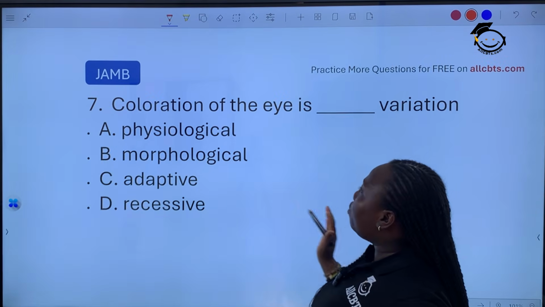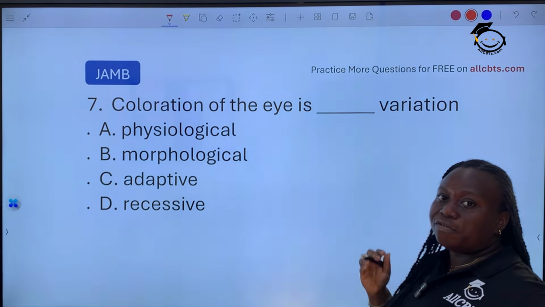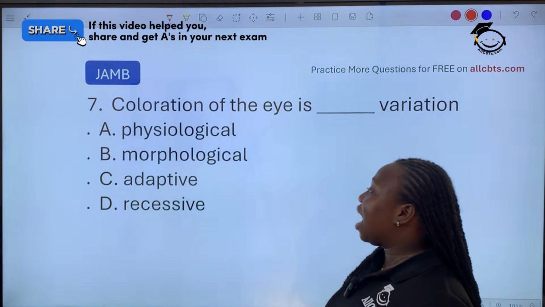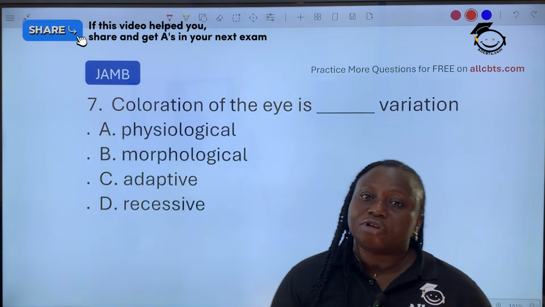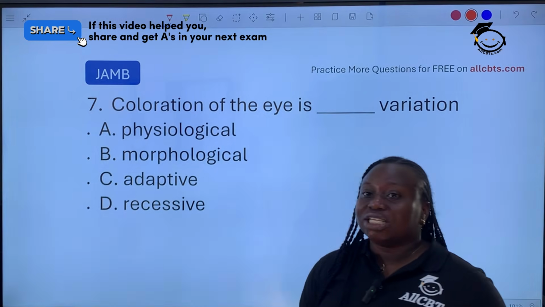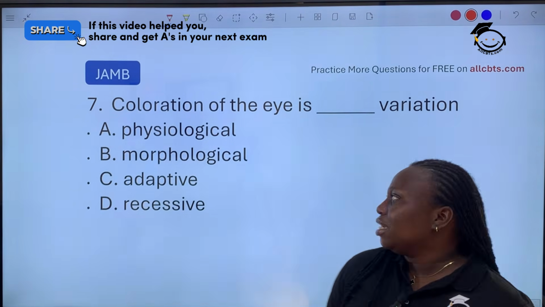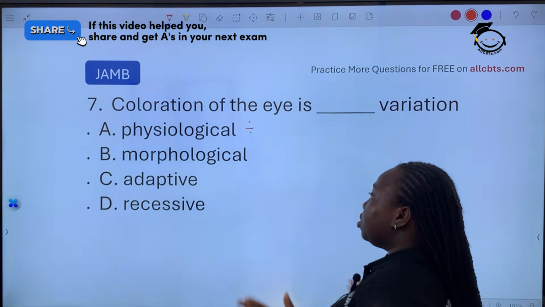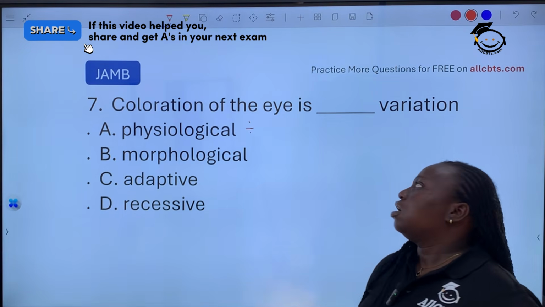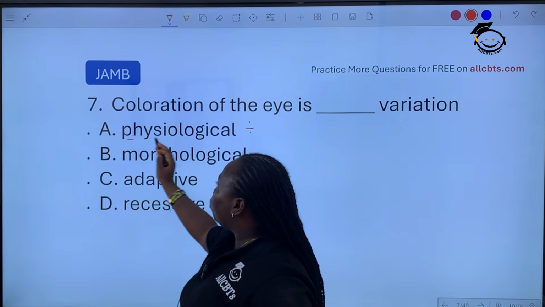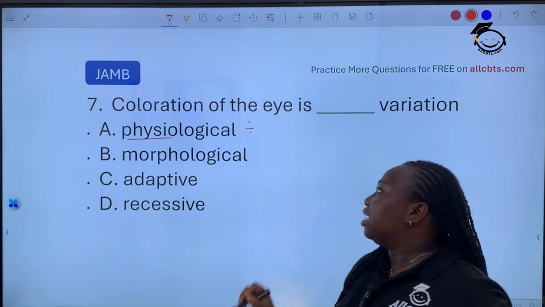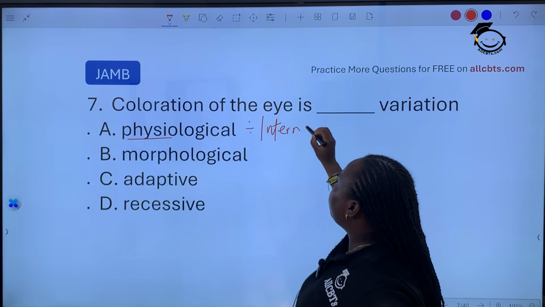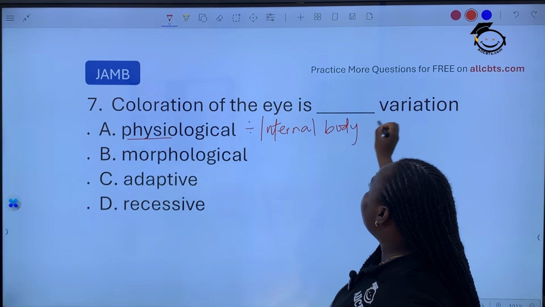Number 7, coloration of the eye is a dash variation. So in this question, we're talking about types of variation. Don't forget that we have two main types of variation, the physiological variation and the morphological variation. Now, let us start with physiological variation. When we say this variation is physiological, what does it mean? From the word physiological, it's talking about the internal body structures or functions. Internal body functions.